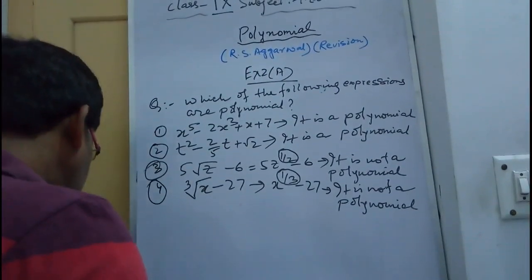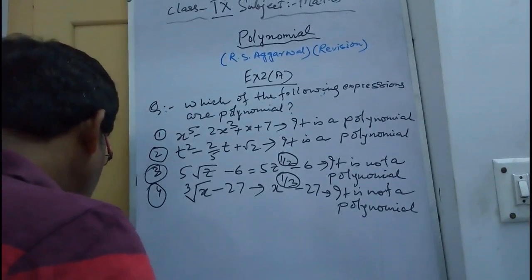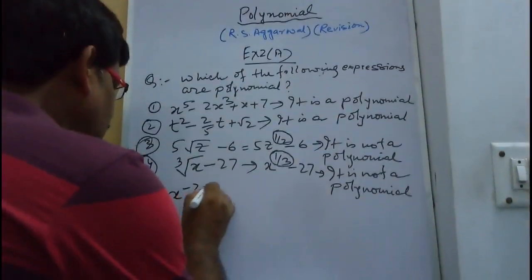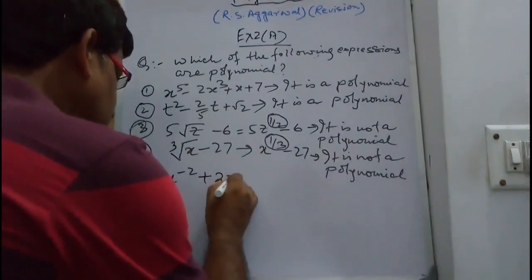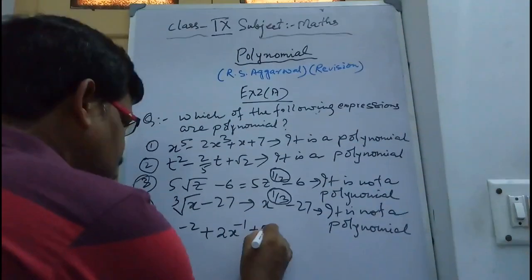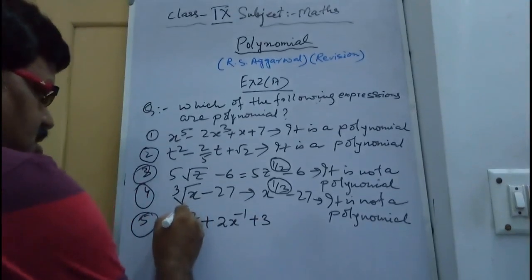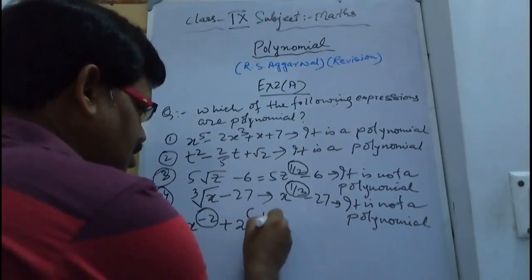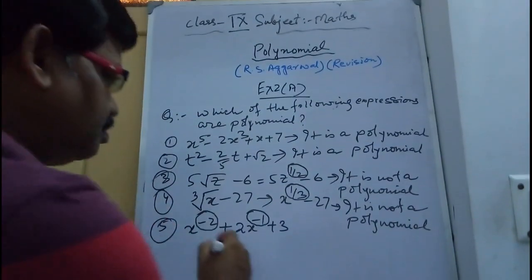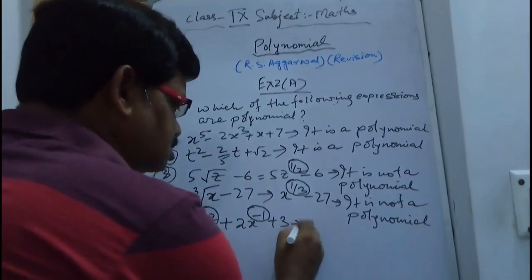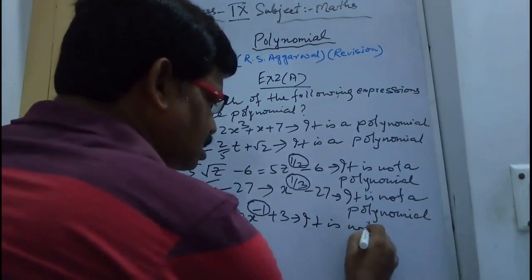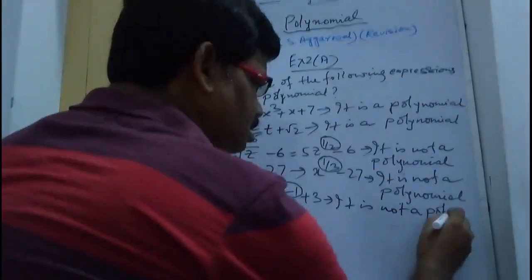Next question. x to the power minus 2 plus 2x to the power minus 1 plus 3. Here this is negative integral power. This one also negative integral power of x. So this expression is not a polynomial.